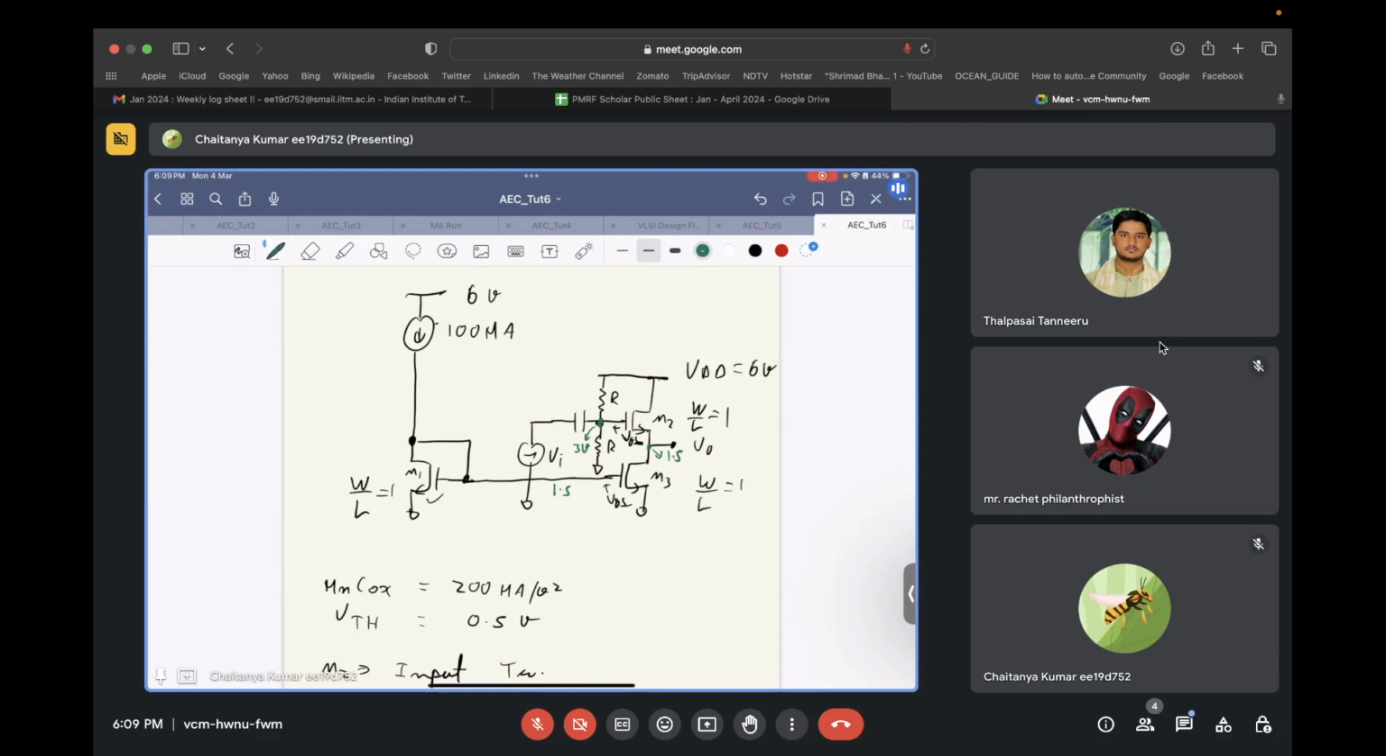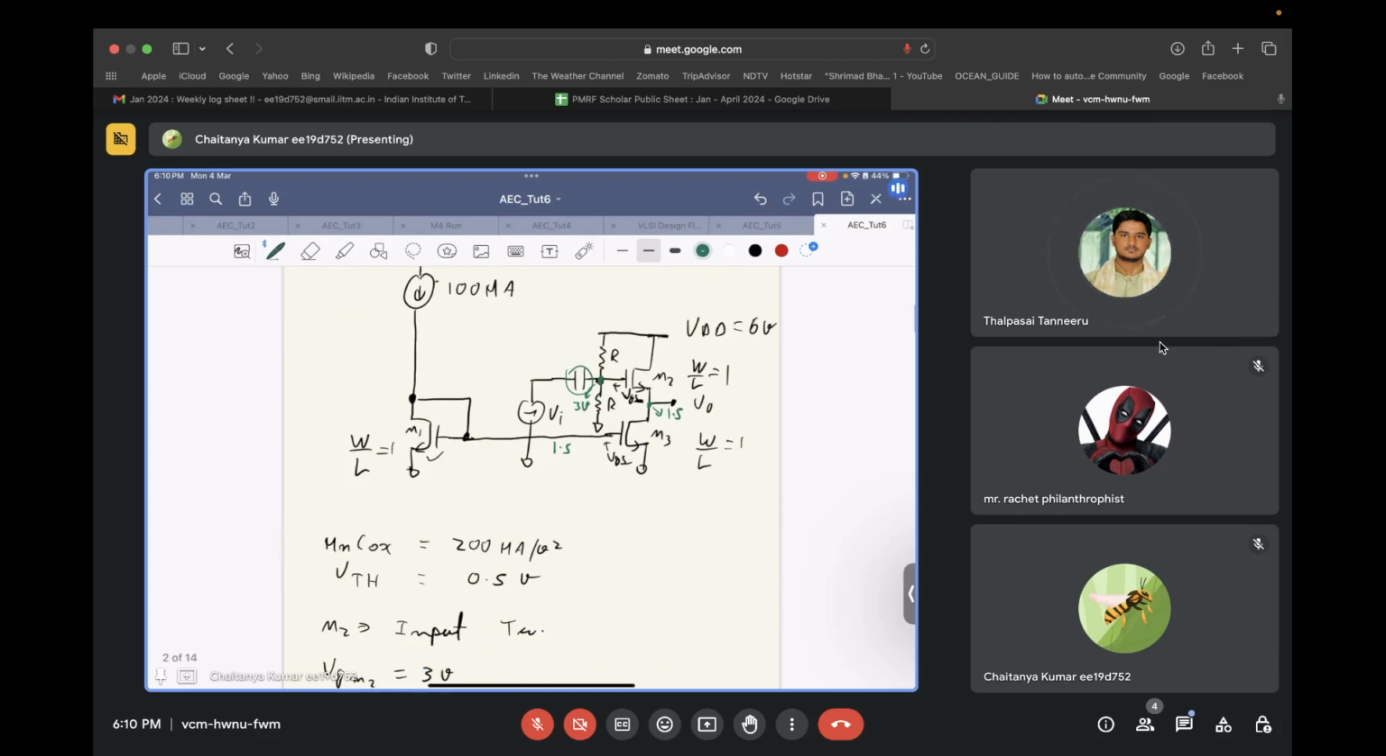Now you tell me, assuming this coupling capacitor is large enough for the frequency of interest, so that at the frequency of interest this capacitor is shorted. In that case, can you quickly tell me what is the gain from input to output?